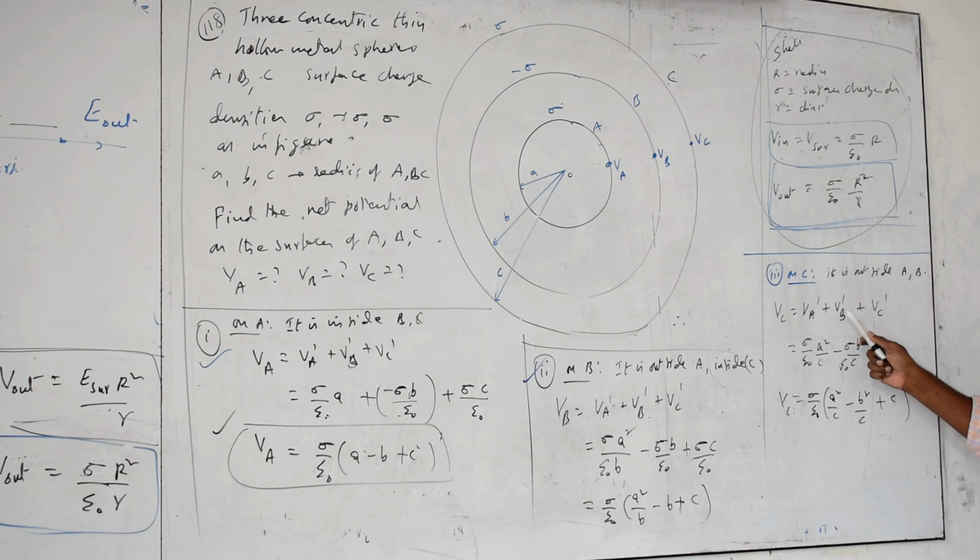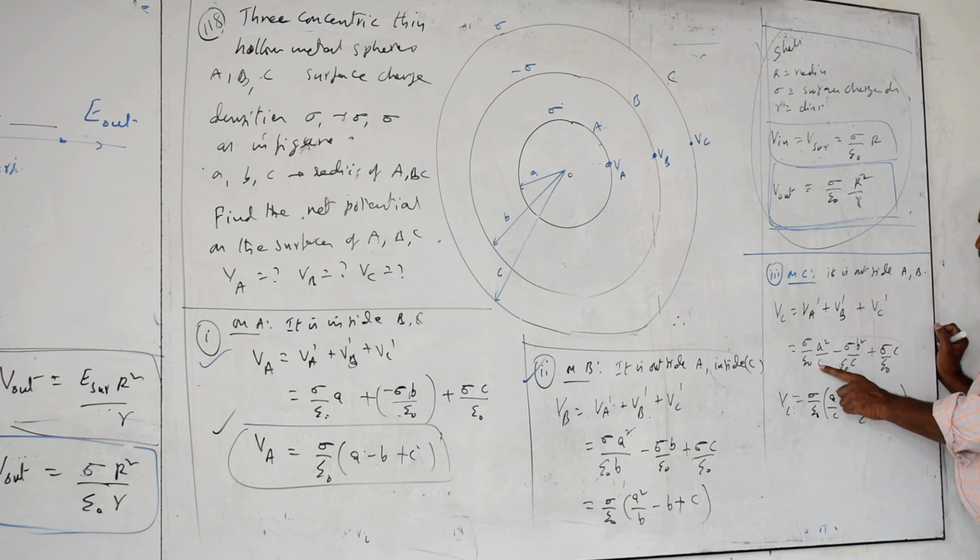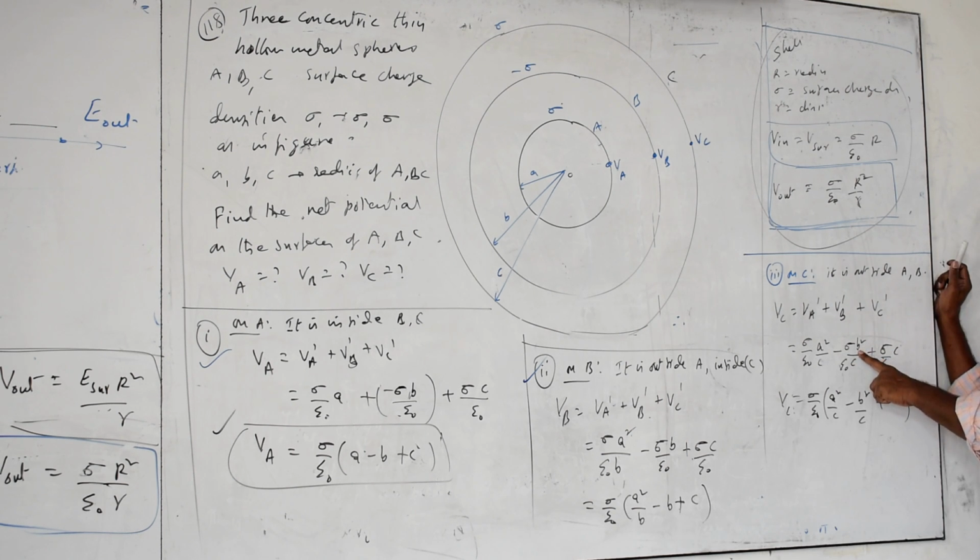So the potential on C is VA prime plus VB prime plus VC prime. For VA prime, it is outside, just like before: sigma by epsilon into A square by the distance. The distance up to surface C is small c, the radius. And minus sigma by epsilon into B square by c, because B is also inside, same as before, but its radius becomes equal to the radius of B.